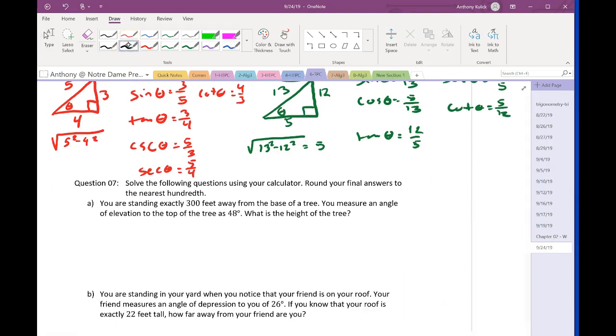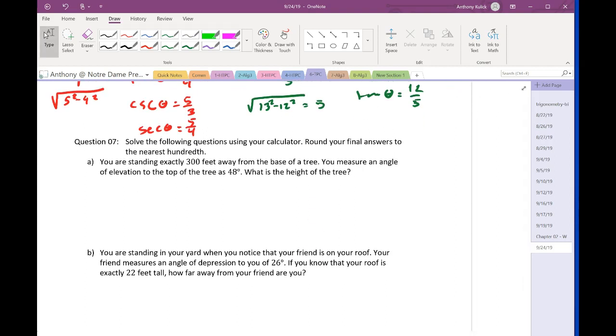Question 7 is a story problem. So first step in any good story problem is to draw yourself a picture. It says you're standing exactly 300 feet away from the base of a tree. You measure an angle of elevation to the top of the tree is 48 degrees. So here's the tree, and the angle of elevation is that angle there. I don't know why I wrote 52 when it clearly says 48.